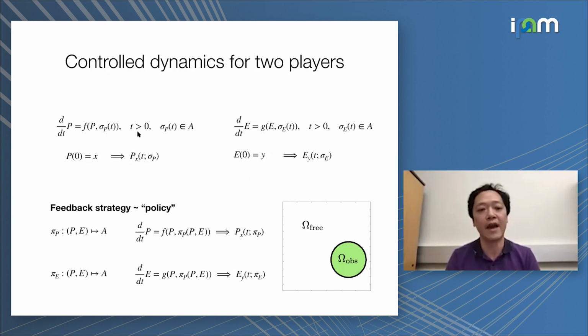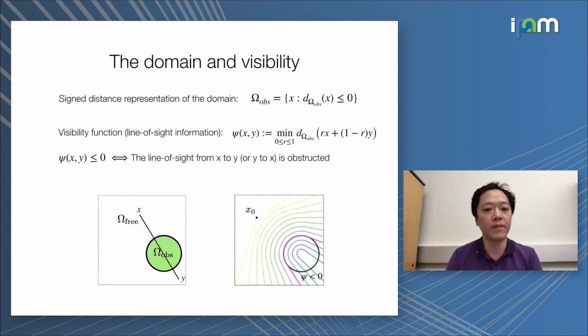And of course, these dynamics have to be formulated in this domain over here, where you have obstacles, and one assumes that we cannot go into the obstacles. One can go tangentially to the obstacle, but not into the obstacles or through the obstacles. Okay, so that's about feedback strategy. And a few more notations just to anchor our discussions.